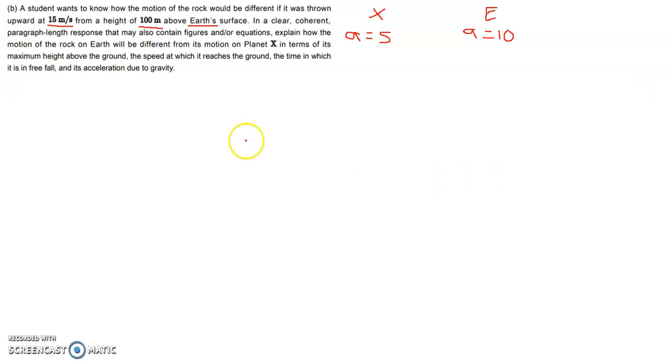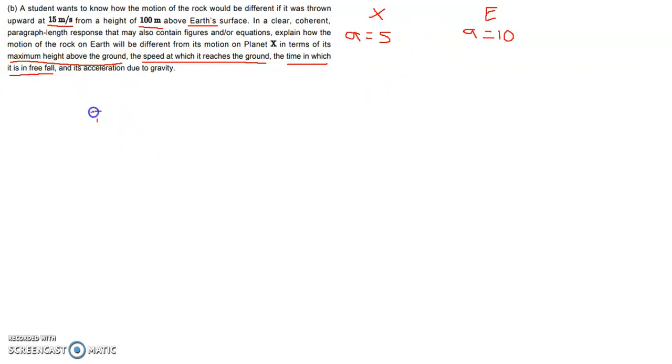Okay. In a clear, coherent, paragraph-length response that may also contain figures and/or equations, explain how the motion of the rock would be different in terms of its maximum height above the ground, the speed at which it hits the ground, and the time at which it's in free fall. Okay, so we need to talk about three things it's saying here. The maximum height above the ground, the speed at which it reaches the ground, and the time at which it is in free fall due to acceleration of gravity.